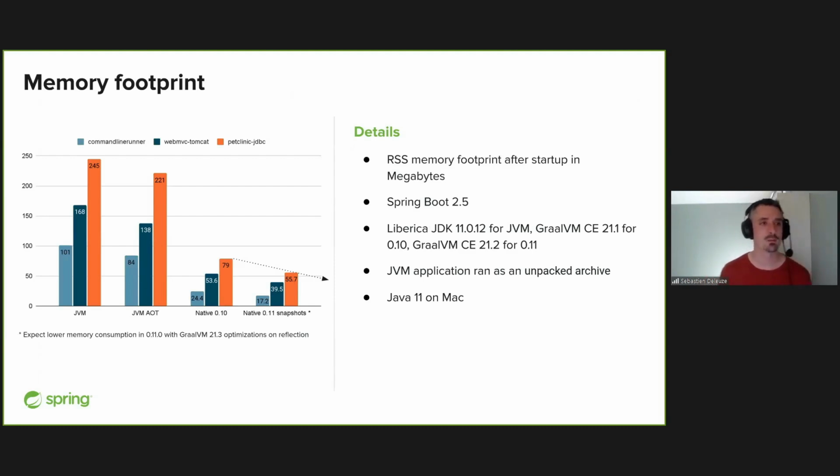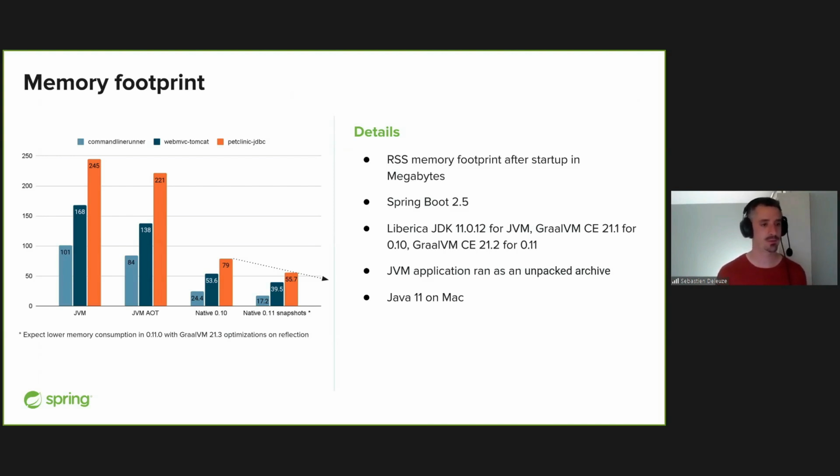Now, probably the most interesting point, the memory footprint. So here I compare various flavors of our Spring Boot applications. For the JVM, this is a benchmark on Mac because results can vary a lot between platforms, but here that's on Mac. So if you run your Spring Boot application following the guidelines of deployment, so it's an exploded Spring Boot application, you are going to have these figures.